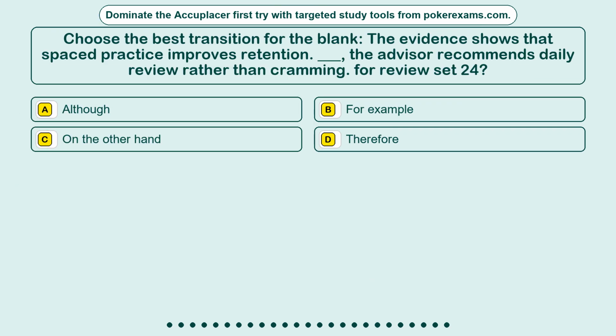Question 21. Choose the best transition for the blank. The evidence shows that spaced practice improves retention. Blank. The advisor recommends daily review rather than cramming. For review set 24. Option A. Although. Option B. For example. Option C. On the other hand. Option D. Therefore.